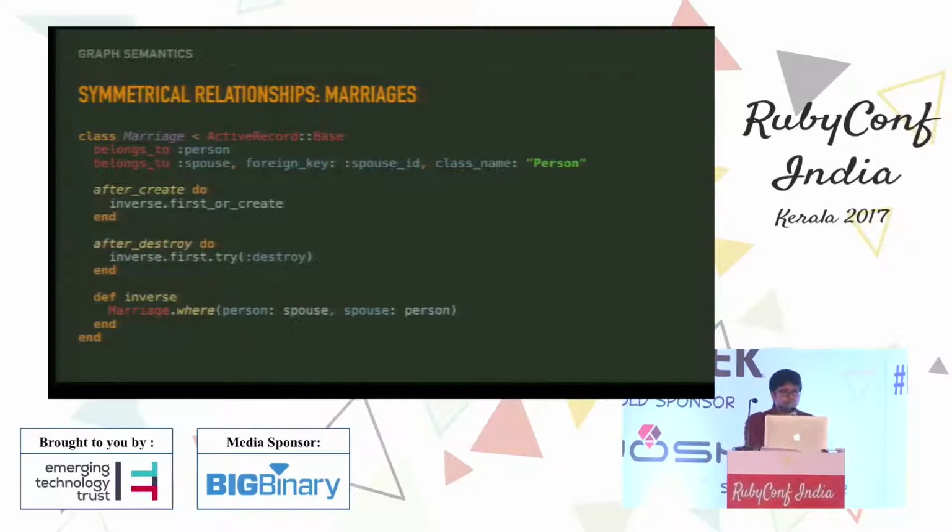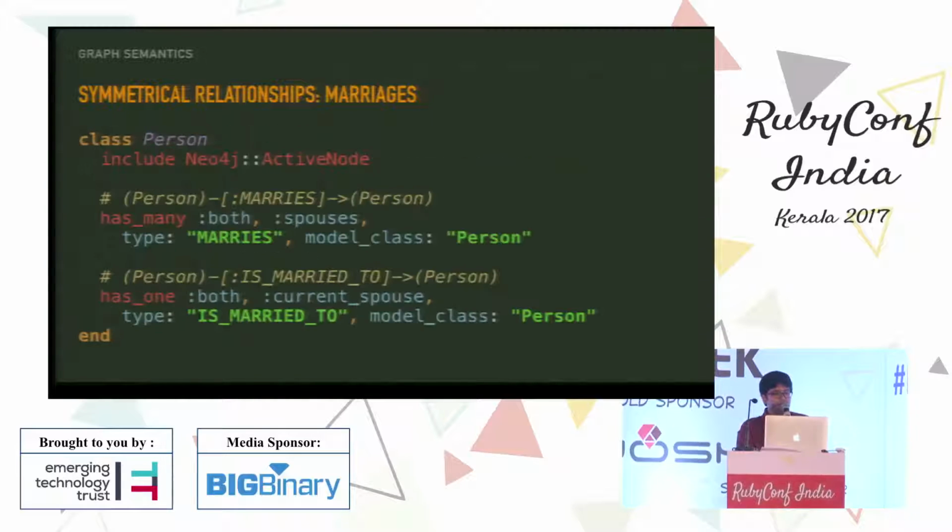So compare this with something like a graph, right? How would we do this in Neo4j? So the solution looks something like this. There are many things going on here, but I want to focus on the line has many both spouses, specifically the keyword both. What this is doing is telling Neo4j that whenever I create a node where a person marries another person, that relationship is bidirectional.